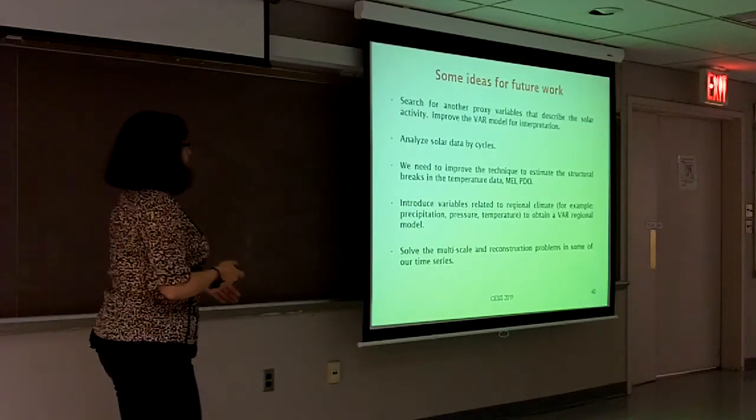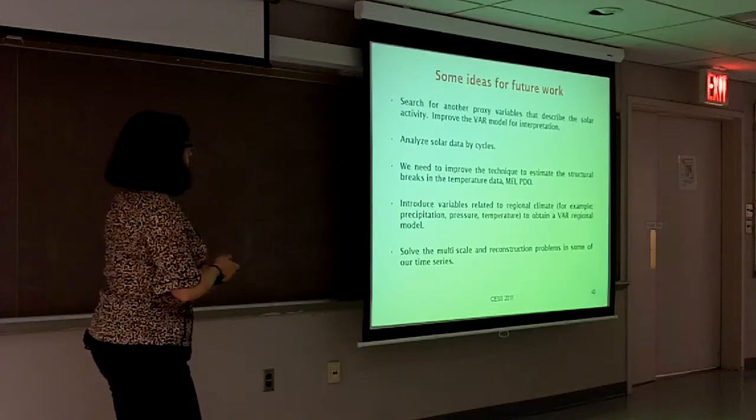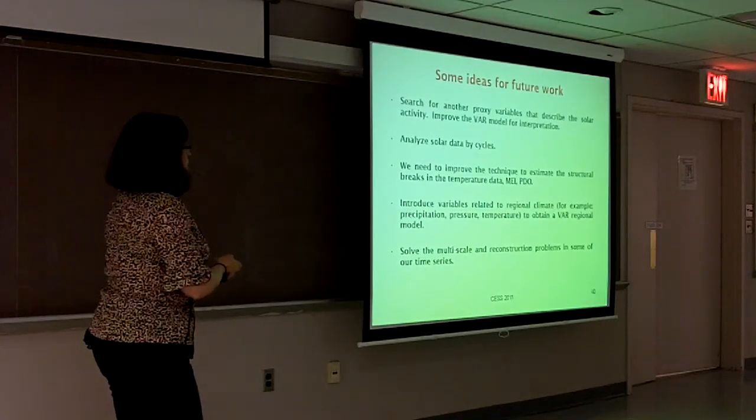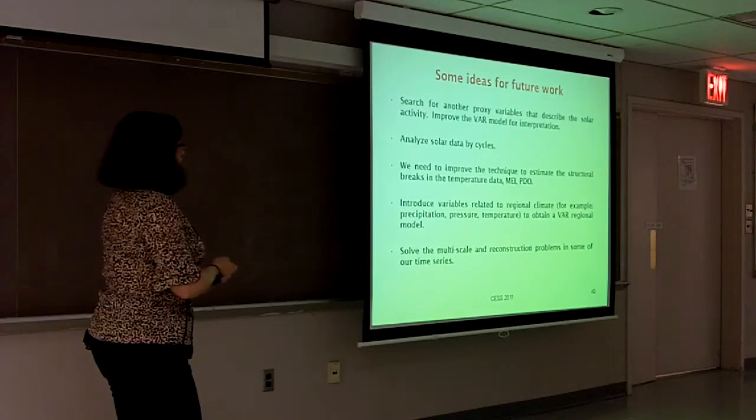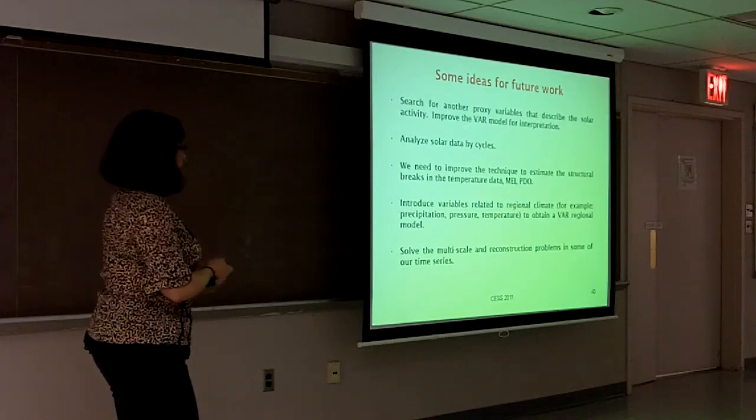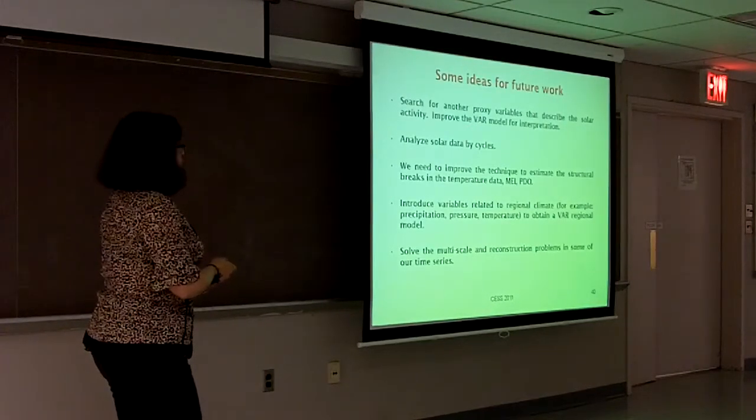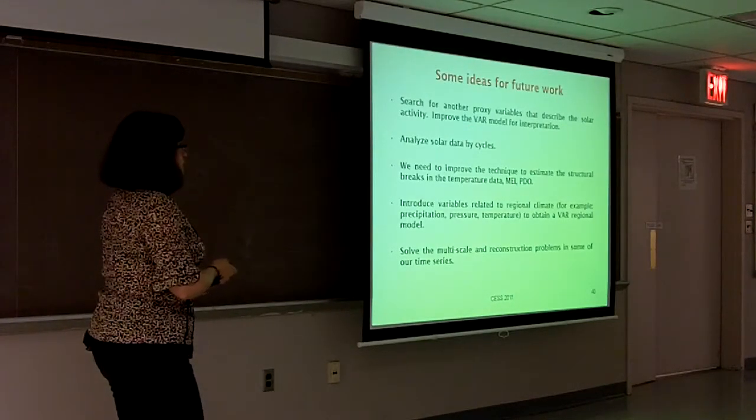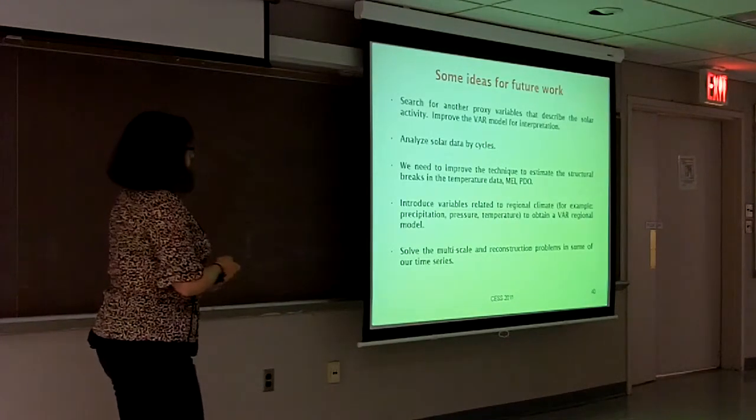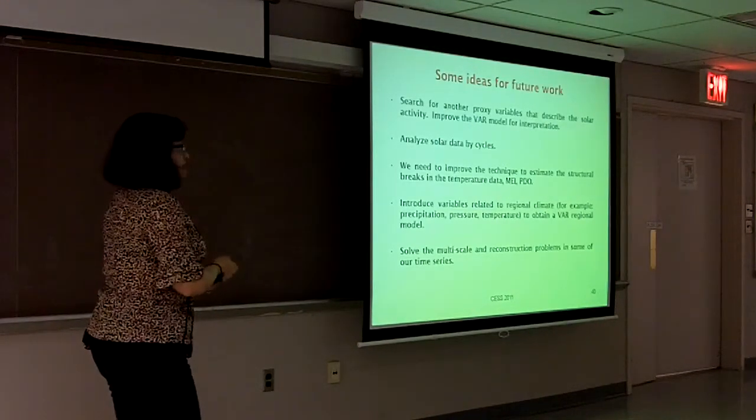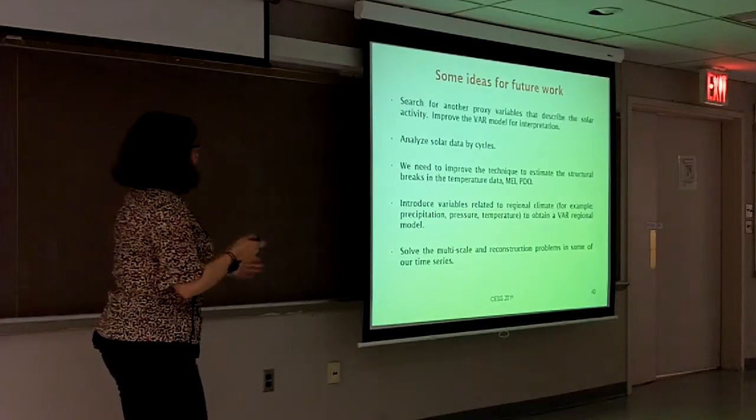So, some ideas for the future work. The first is that we need to search for other proxy variables that describe the solar activity better. And why? Because we need to improve the VAR model for interpretation. We need to analyze the solar data by cycles and not the time series as a whole.